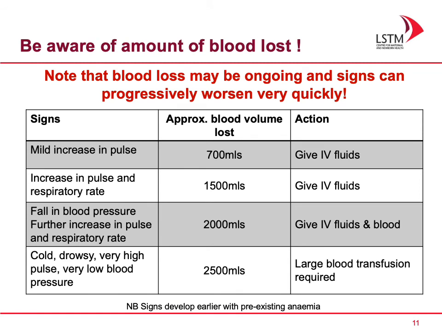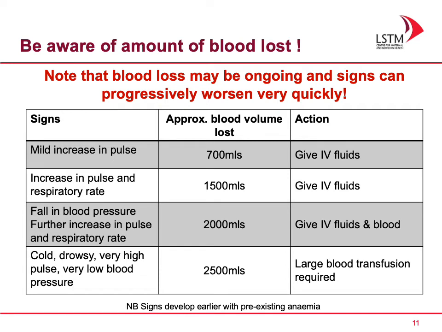Just a quick rule of thumb about blood loss. So blood loss might be ongoing and signs can progressively worsen very quickly. But as a rule of thumb, if we have nothing other than a mild increase in pulse, it's possible that the blood loss could be up to 700 mils.